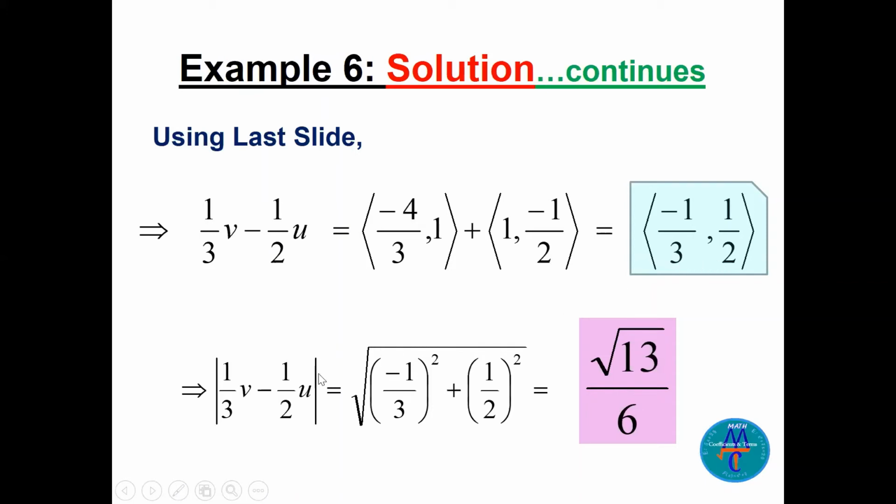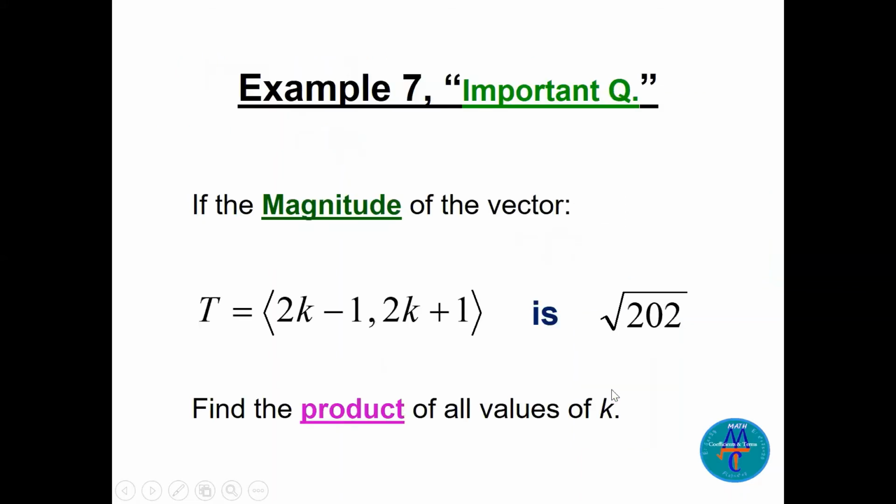Let's find the magnitude. Remember, for magnitude, we put 2 bars. We don't call them absolute value. We call them mag or magnitude. Square root of a squared plus b squared. So (-1/3) squared and (1/2) squared. When you simplify all this, you can do it, please, and try it. Square root of 13 divided by 6. Please try it yourself and check the answer.